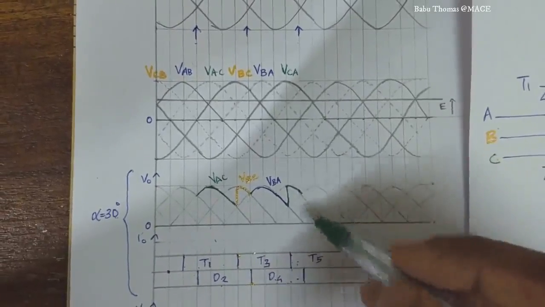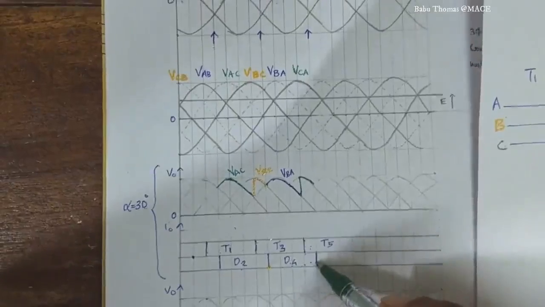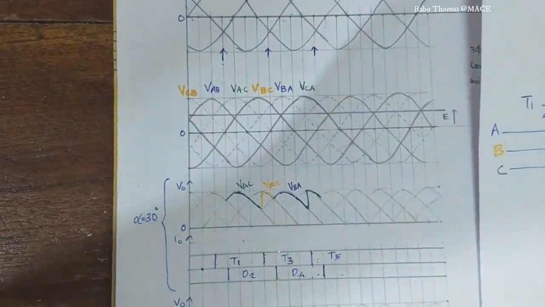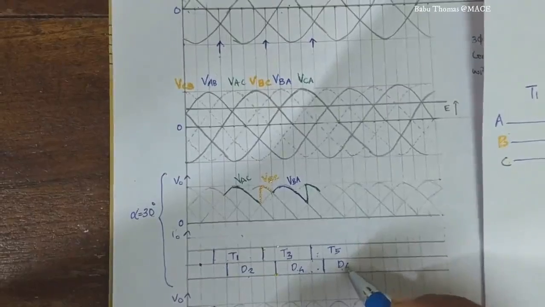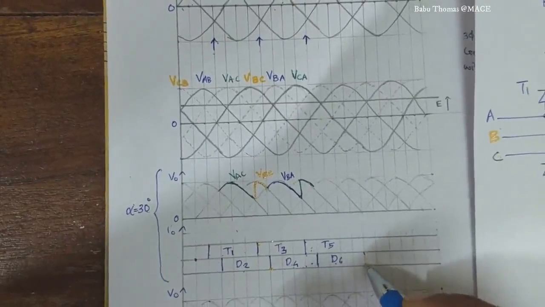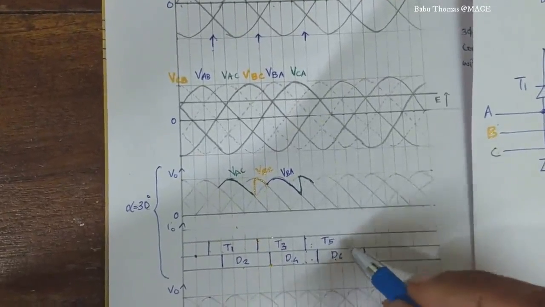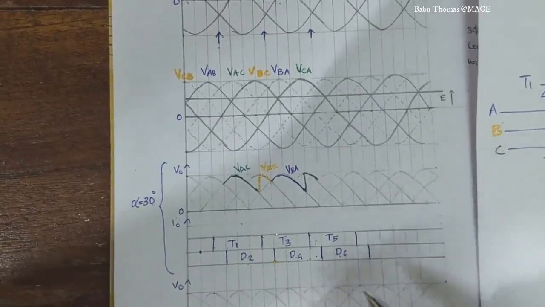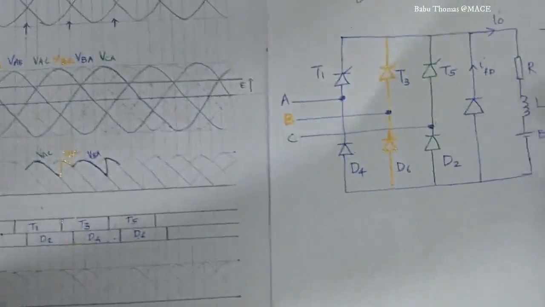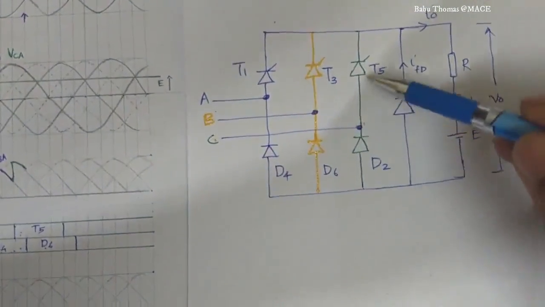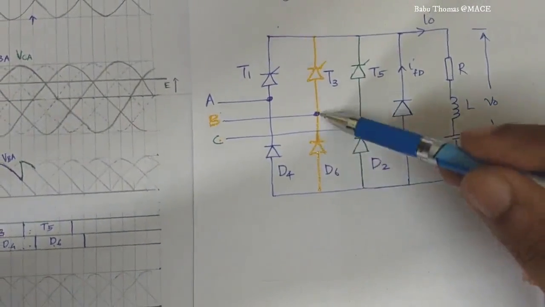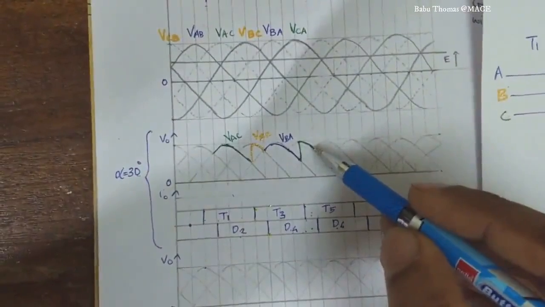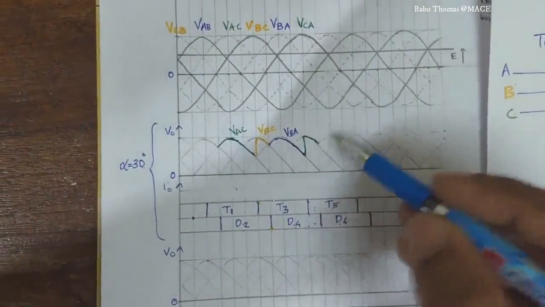Till here. Again at this instant of time, you can observe the next device, D6, comes into operation. So here I will mark it as D6. It will continue for 120 degrees. When T5 and D6 are conducting, you can see that it is point C, T5, RLE, D6. So VCB is the voltage which is coming across the load as V naught.